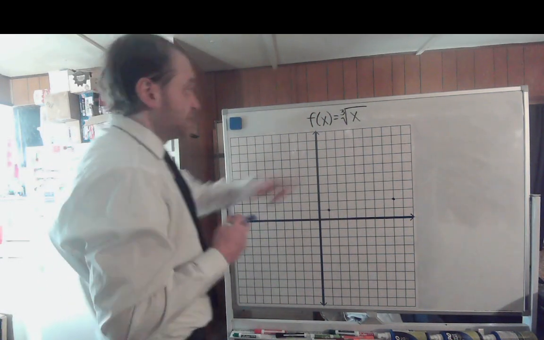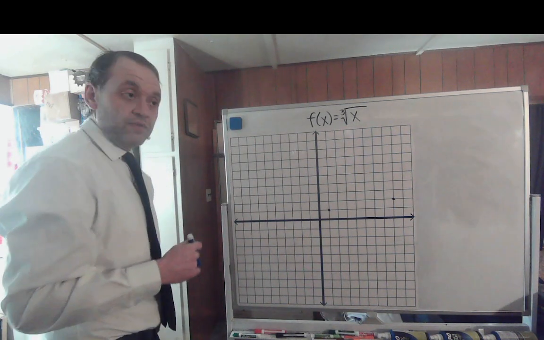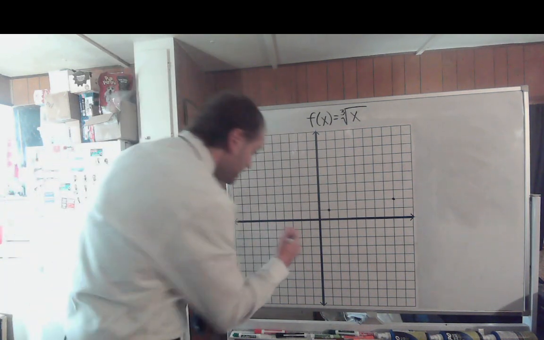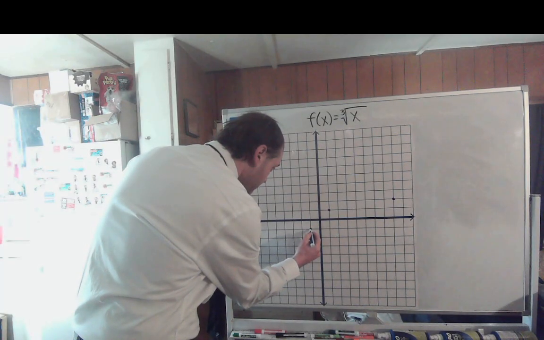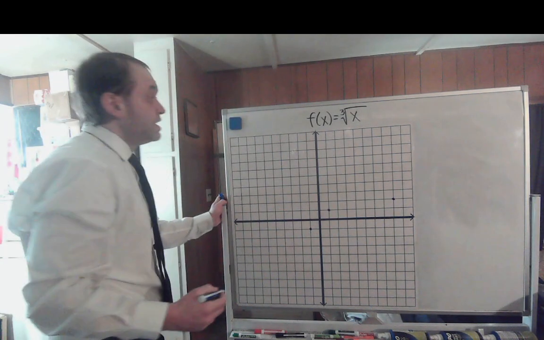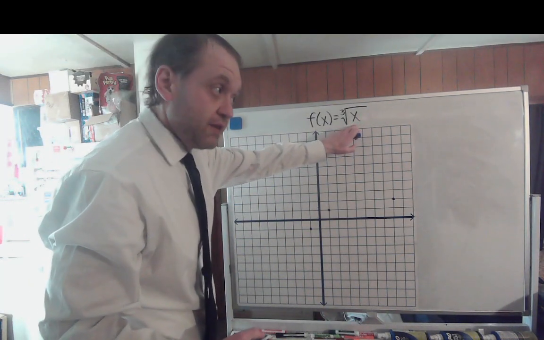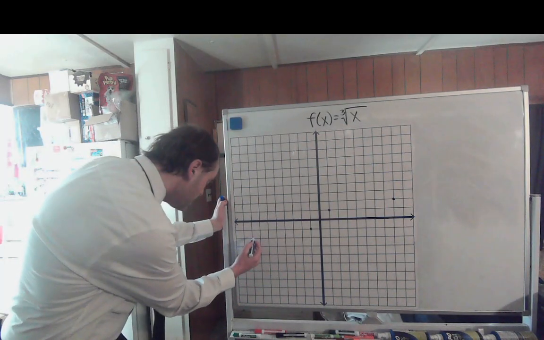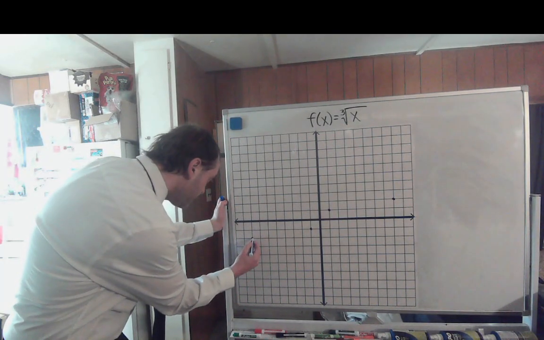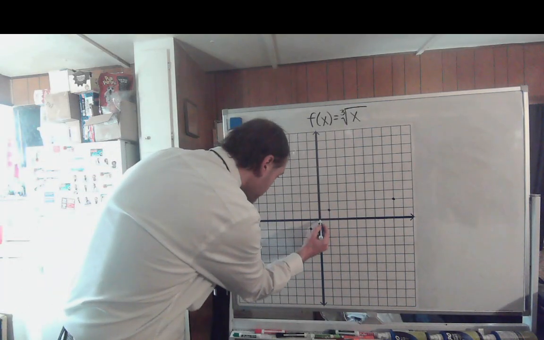Now let's take x at negative 1. What's the cube root of negative 1? Well, that's going to be negative 1, right? So you'll get the point negative 1, negative 1. Now what about when x is negative 8? The cube root of negative 8 is negative 2. So that'll put you all the way over here. So now let's go ahead and graph this.